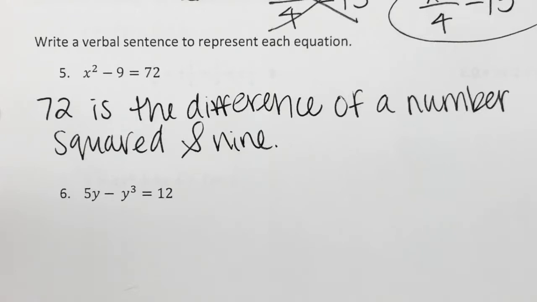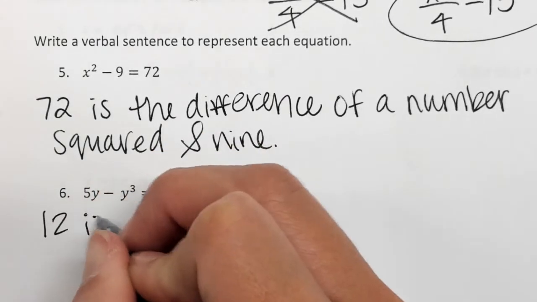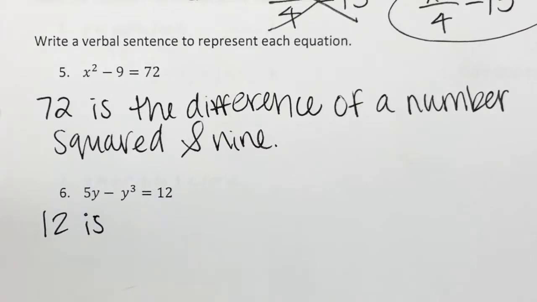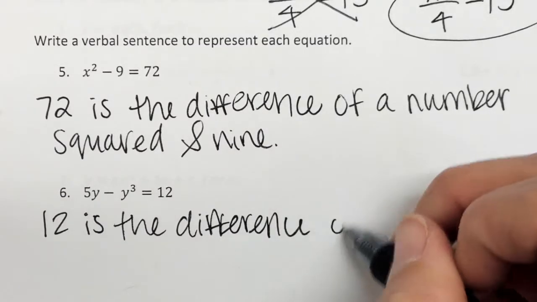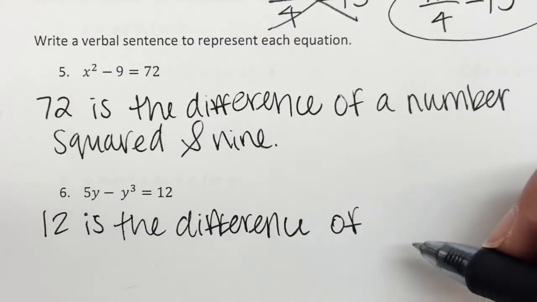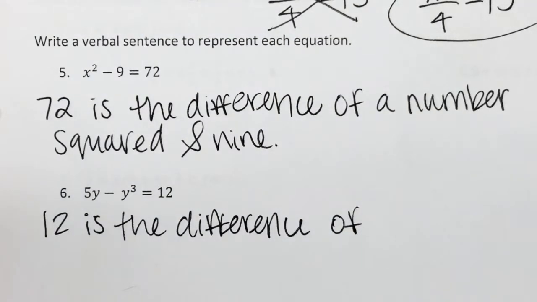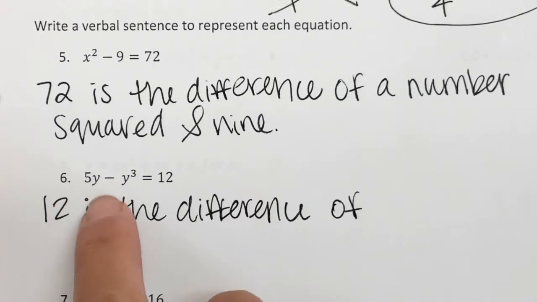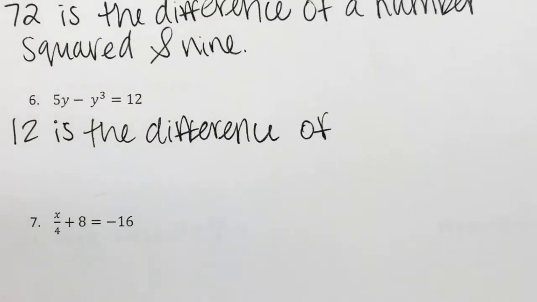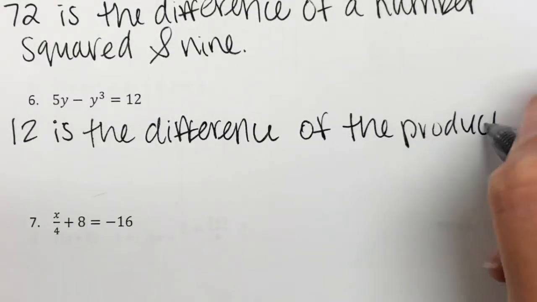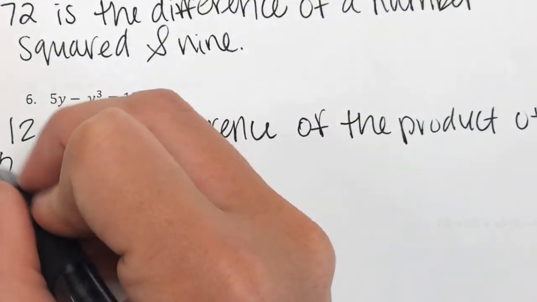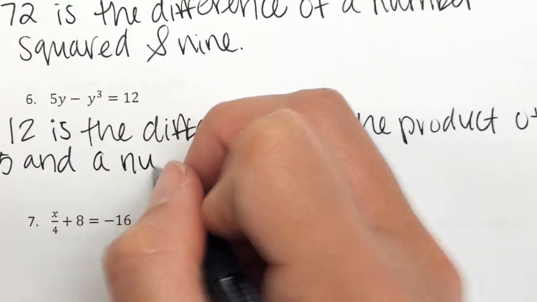Tell me how to start it off, anybody. 12 is. Okay, 12 is. What next? The difference. We can do that. Of a number cubed. When we're talking about difference, we always need to write or talk about what comes first, because if not, we would think that this comes first. Okay, so how about the product of 5 and a number? The product of 5 and a number. So that way we can know that we're multiplying those together.